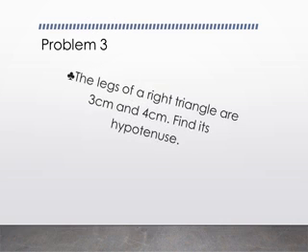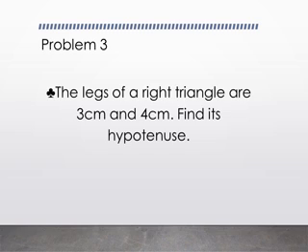Now let's proceed to our problem number 3. The legs of a right triangle are 3 centimeters and 4 centimeters. Find its hypotenuse. As you can see, we will apply it to the right triangle since we are finding its hypotenuse. Now let's try to situate the problem deeply. So what we are looking for in this problem is its hypotenuse. Let's proceed to our solution.